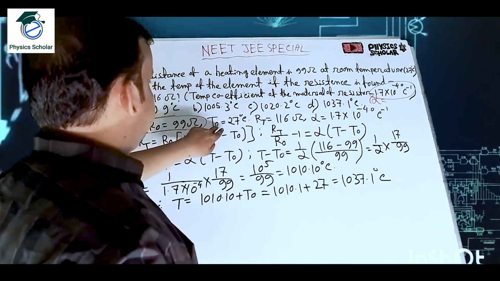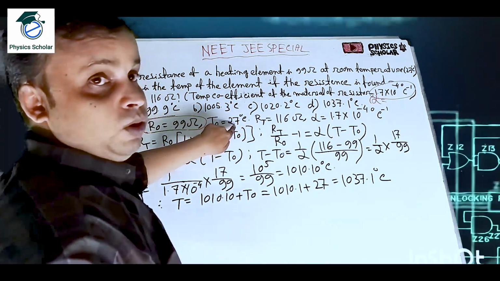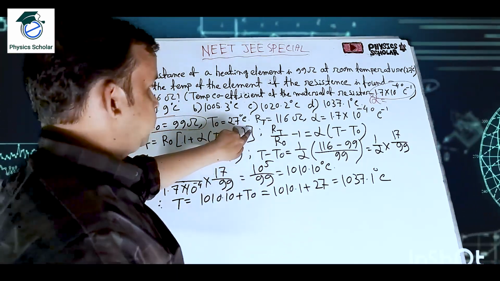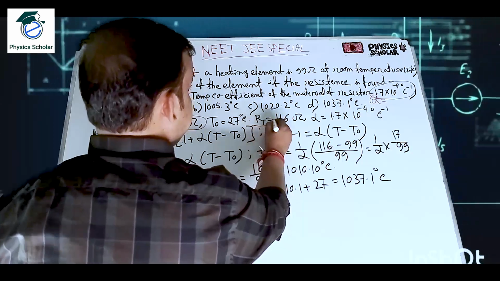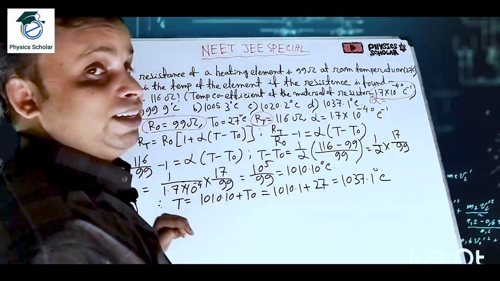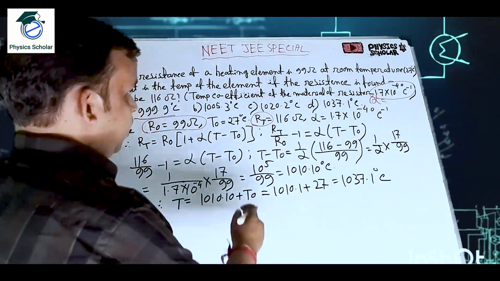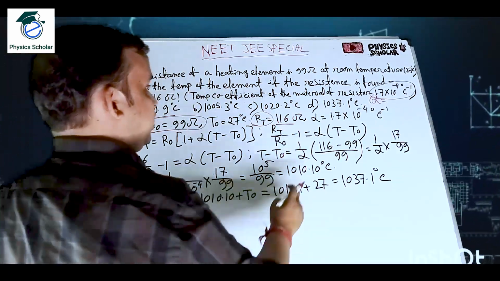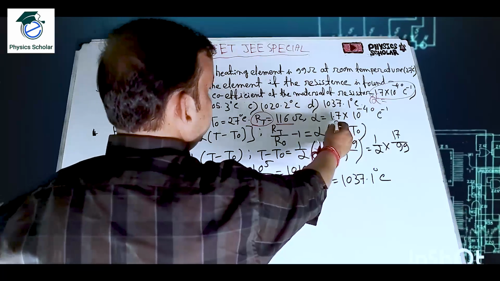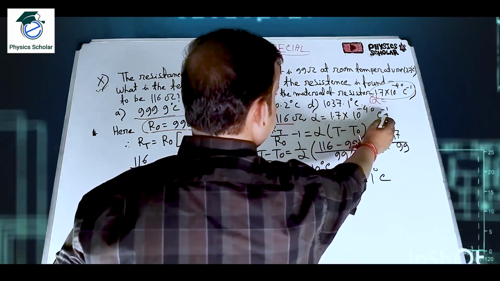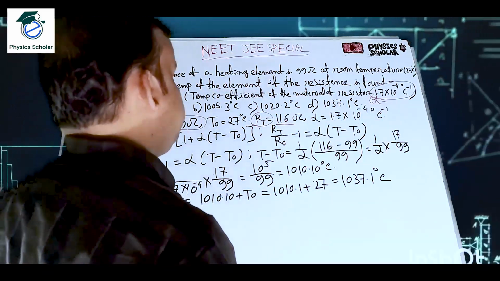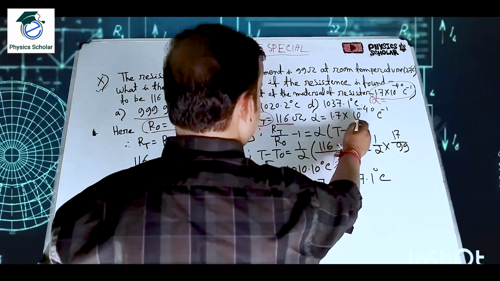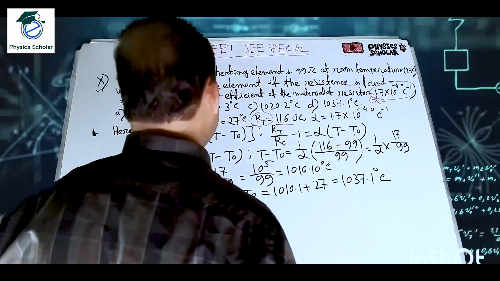Clear? Now T0 means what? The room temperature. Room temperature is what? 27 degree centigrade. Clear? So RT means what? The final resistance at T degree temperature. That means the final temperature. RT is what? What is given? 116 ohm. Clear? And what is the value of alpha? 1.72 × 10⁻⁴ per degree centigrade. Clear? That is the temperature coefficient of resistance. Okay. Temperature coefficient of resistance alpha is equal to 1.72 × 10⁻⁴ per degree centigrade.